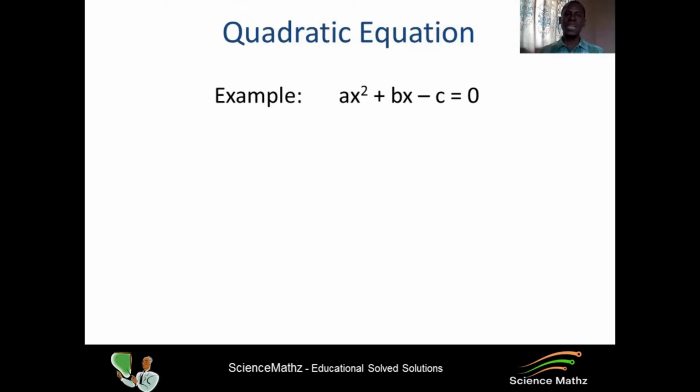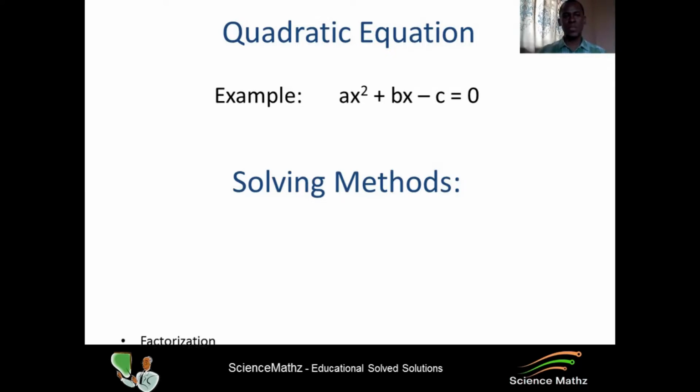And when these values on the left hand side are equated to 0 on the right hand side, you know that becomes a quadratic equation. Okay, now in solving quadratic equation, there are 4 major methods that are applied. Now we're going to look at 3 of these methods. If you're interested in the last method, we can make special arrangement for that.